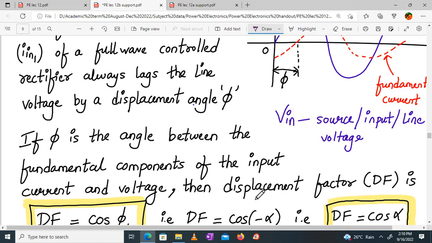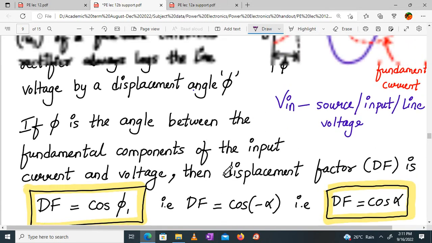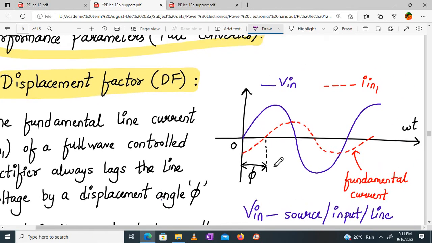Now we need the fundamental, so this will be cos phi 1, right? So phi 1 is equal to, remember, minus alpha, and cos of minus is cos only. Okay? So write DF, displacement factor, long story short. Do you understand this? What is the dotted line? IN of 1, the fundamental component, and it is lagging by phi. And why does this happen? It's only applicable to converters because of the delay angle alpha.